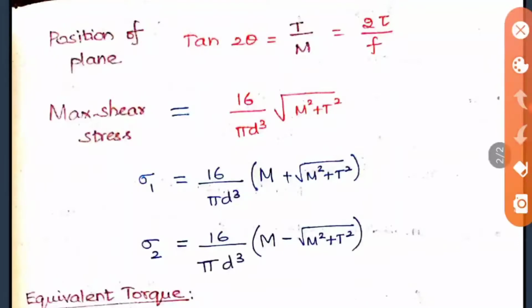Then the maximum shear stress. In the Mohr circle for simple stresses also, we study the maximum shear stress as the radius of the Mohr circle, no? So here again it is the combined effect of both moment and torsion. It is 16 by pi d cube into root of M square plus T square. Then the principal stresses are sigma 1 and sigma 2. It is again the same thing, 16 by pi d cube into M plus root of M square plus T square. This is an extra element here, whereas in sigma 2 it is minus here. That's the only difference.